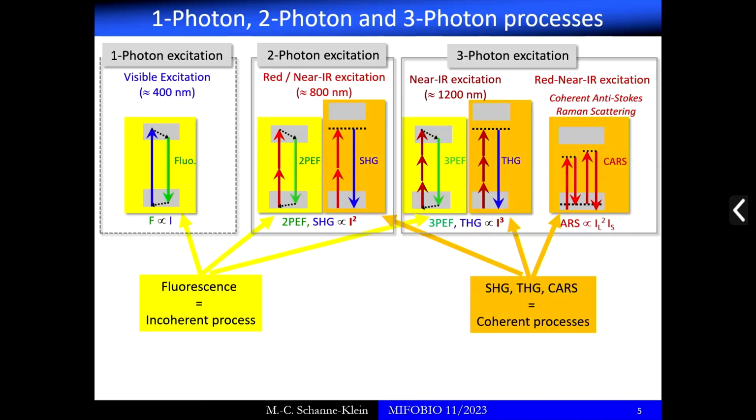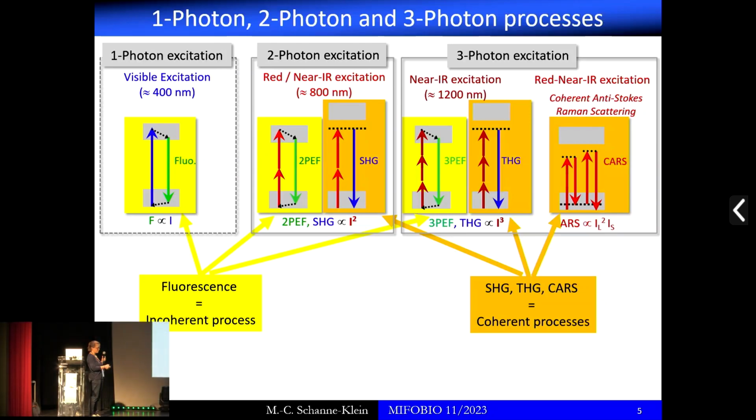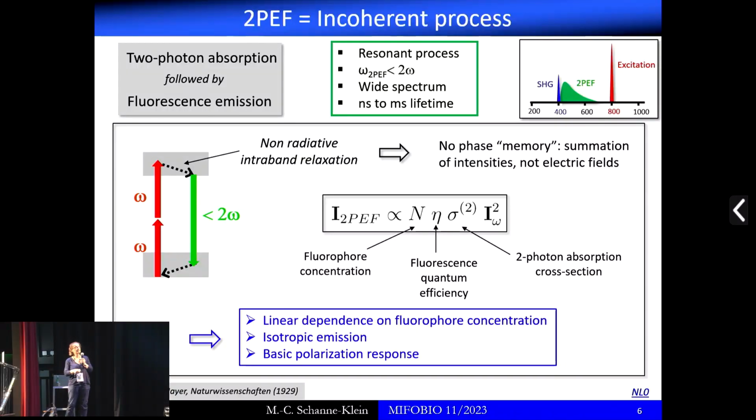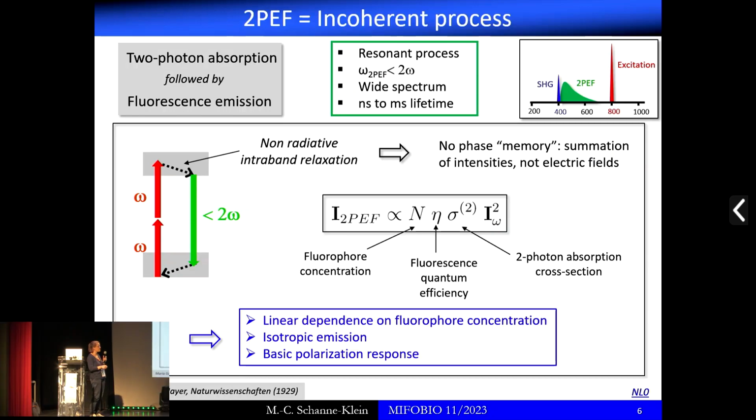That's the usual separation, but we can also separate between incoherent processes and coherent processes. Fluorescence is an incoherent process, either 1, 2, or 3 photon. It's well known: first two photon absorption and then fluorescence emission. Before fluorescence emission, there is some non-radiative intraband relaxation, so there is a loss of phase memory of the excitation. It means that we sum up the intensity of every chromophore in the focal volume, not the electric fields.